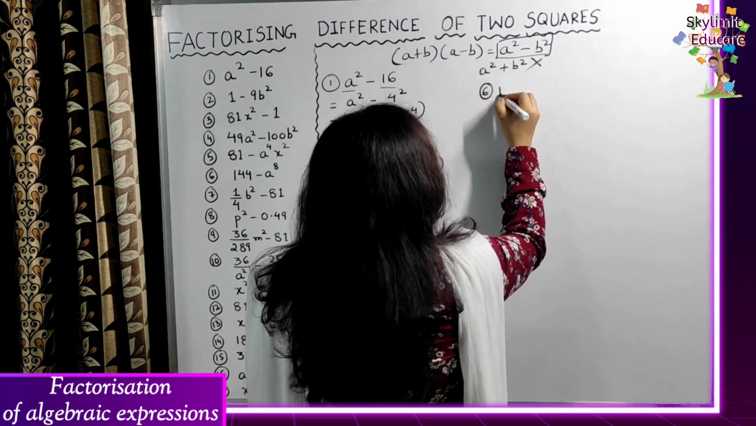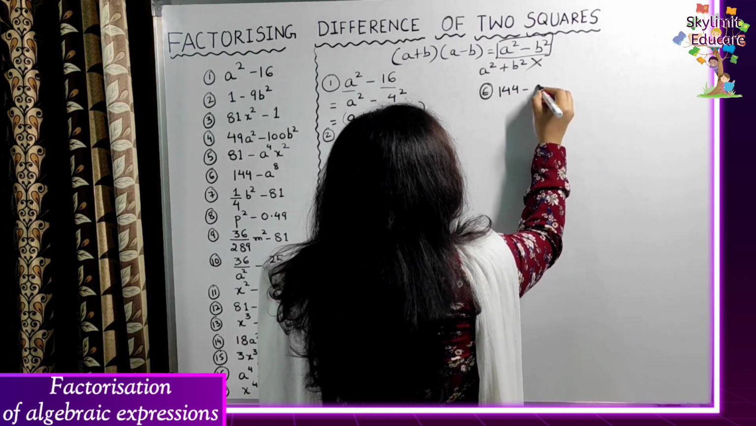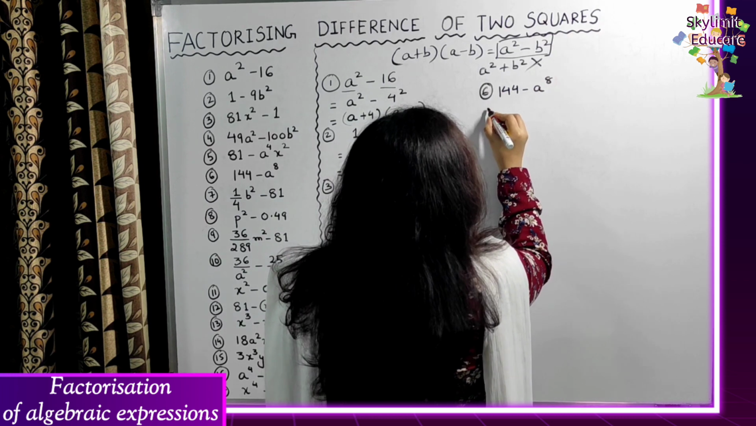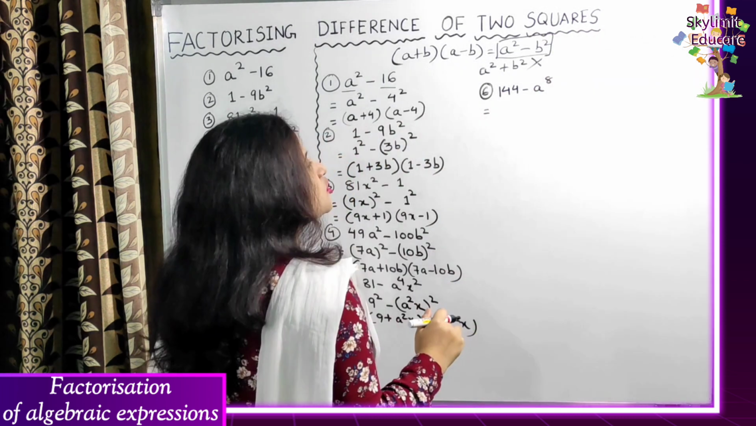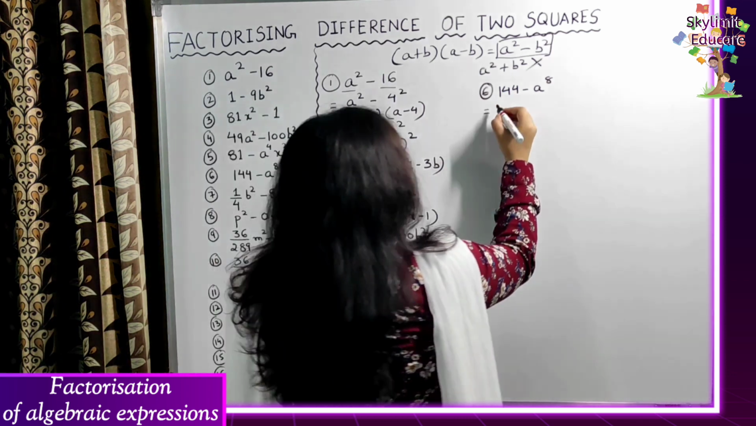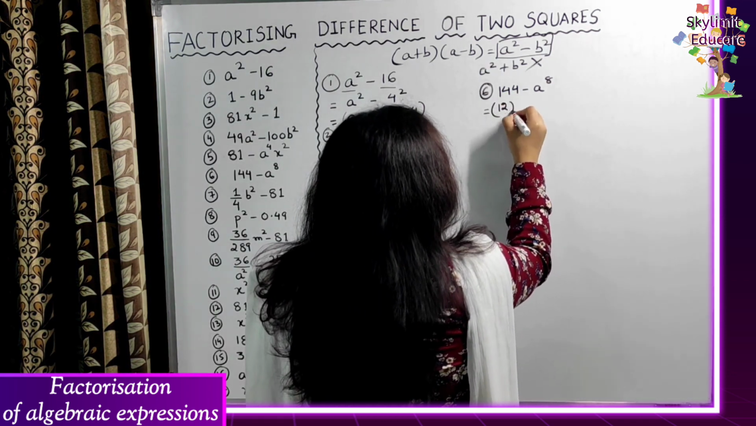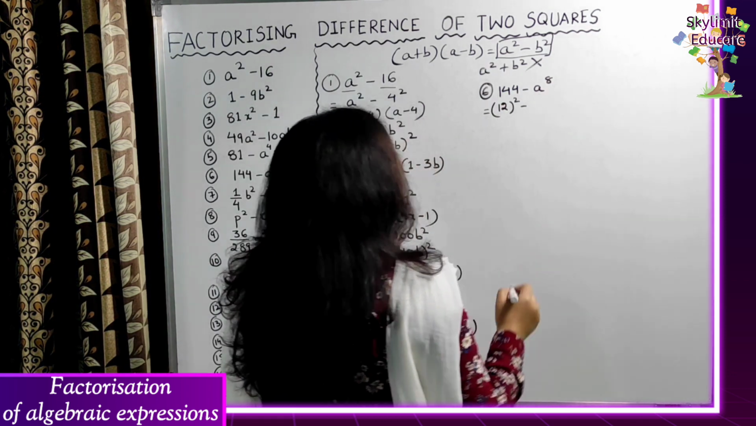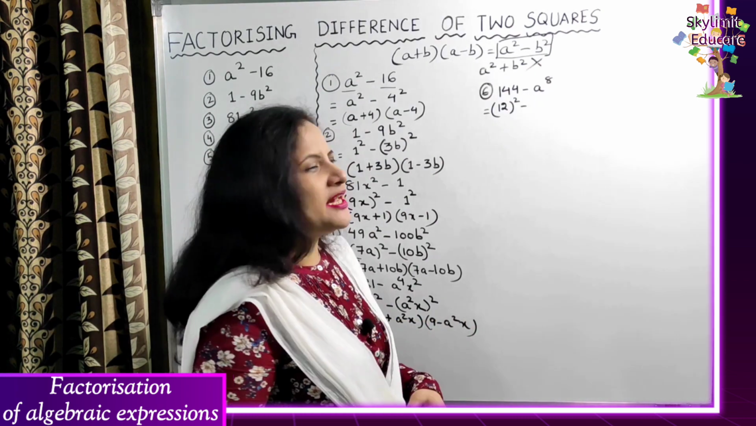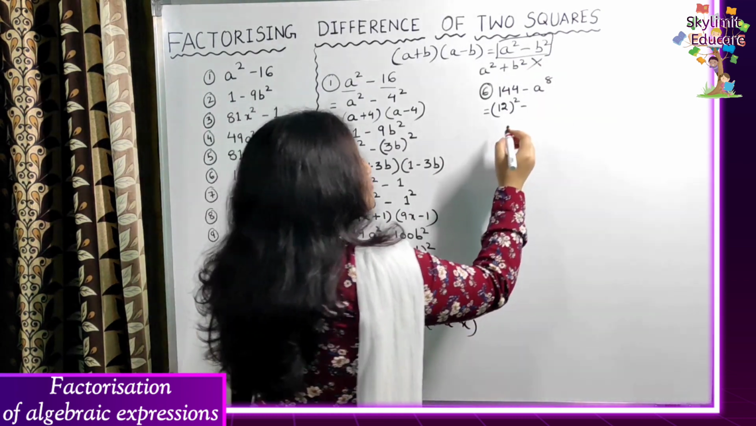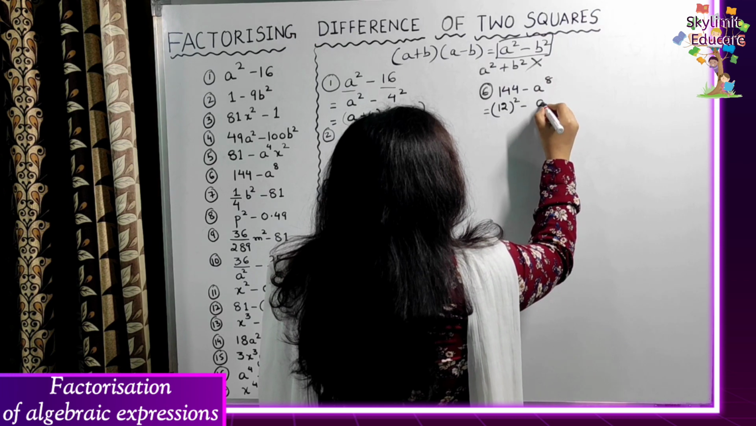144 minus a to the power of 8, right? So the square root of 144 is 12. So we can write it as the square of 12. And a to the power of 8 can also be expressed in the form of a square. How can you express it in the form of a square? What will be the square root? Just see.